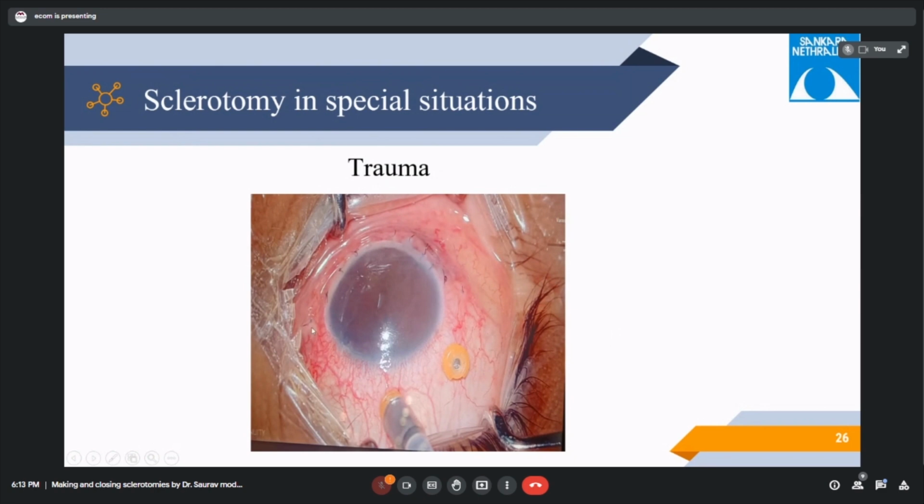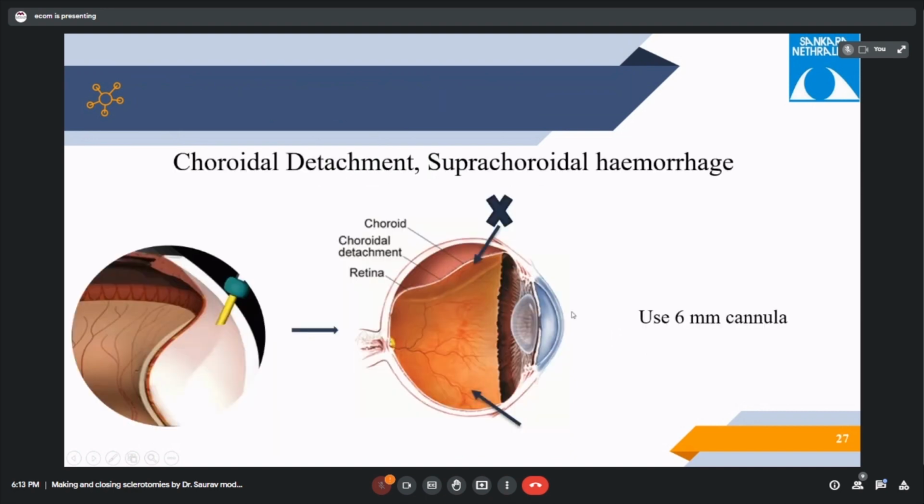As seen in this image, this is a status post sclerocorneal tear repair. The whole inferior quadrant has had the sclerocorneal tear, so there is no space for the infusion cannula. So, as a modification, the infusion cannula is placed at 12 o'clock. In cases of choroidal detachment or suprachoroidal hemorrhage, always avoid the areas of suspected detachment or suprachoroidal hemorrhages. One can use 6 mm long cannulas.